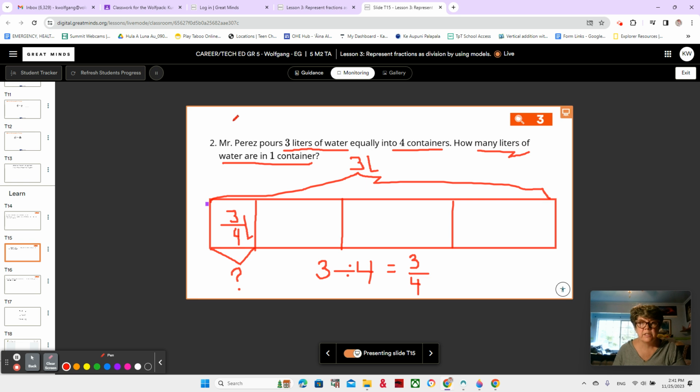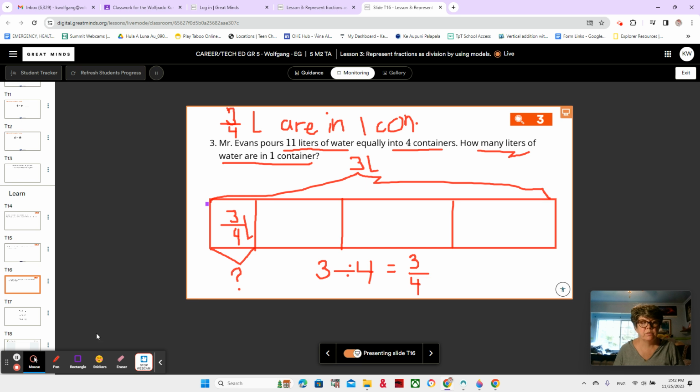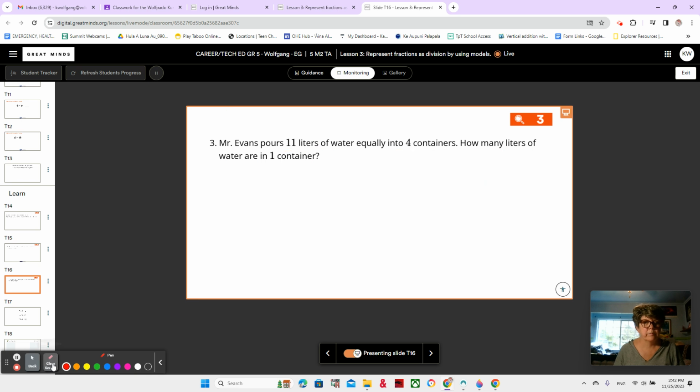So let's write our sentence. How many liters of water are in one container? 3/4 liters are in one container. All right, excellent job. Make sure you have that written down on page 23. If you don't, pause me and get it written down because we're going to move on to our next problem, which is number 3 on page 24.